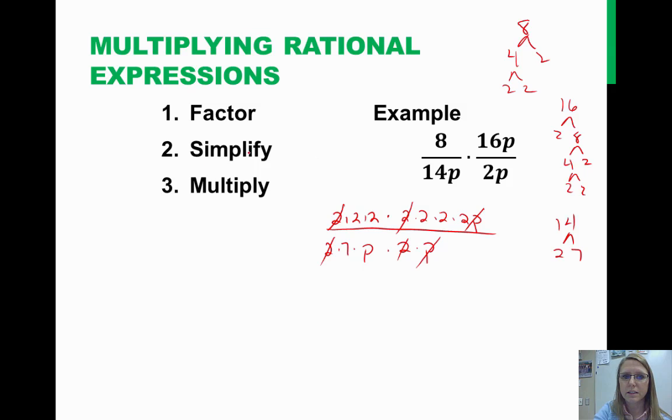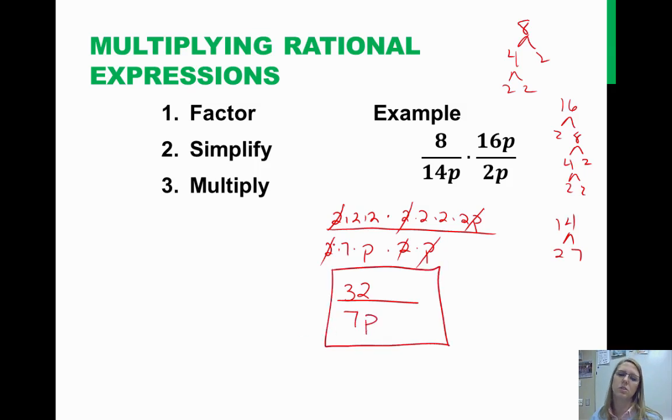So now let's multiply. We have 2 times 2 times 2 times 2 times 2. If you multiply all that out, that's 32 on the top. And on the bottom, I have a 7 and a p, and there's no other number, so I'll just put 7p. So my final answer here is 32 over 7p.